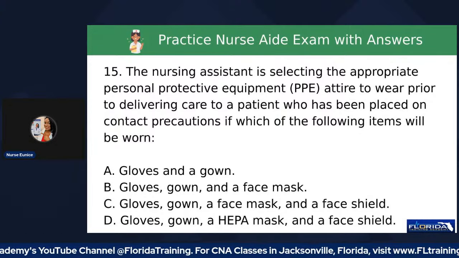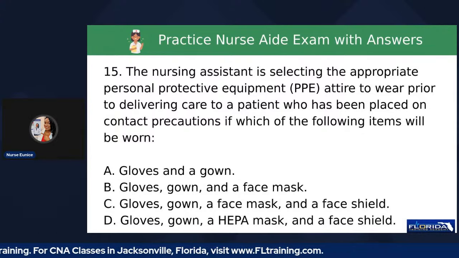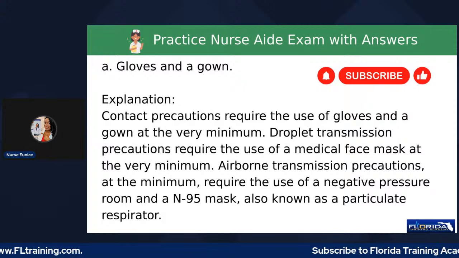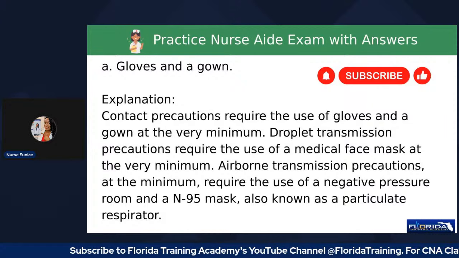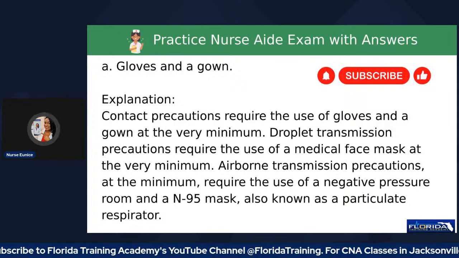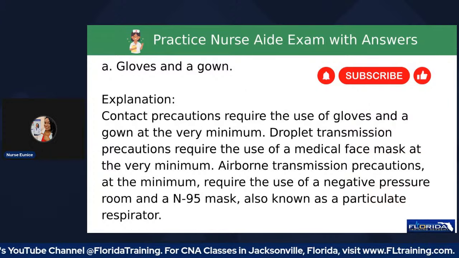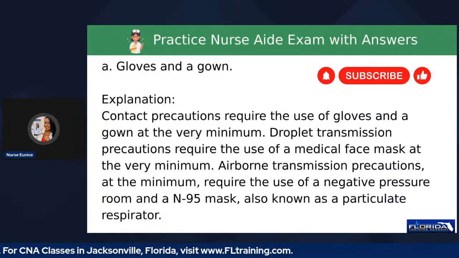This is like the simplest precaution. You're just going to put on gloves and a gown. So contact precautions require the use of gloves and a gown at the very minimum. Droplet transmission requires the use of the medical face mask. And then the airborne, think about the person who has tuberculosis, that's when they're going to put on the particulate respirator or the N95 mask in addition to the gloves and the gown.